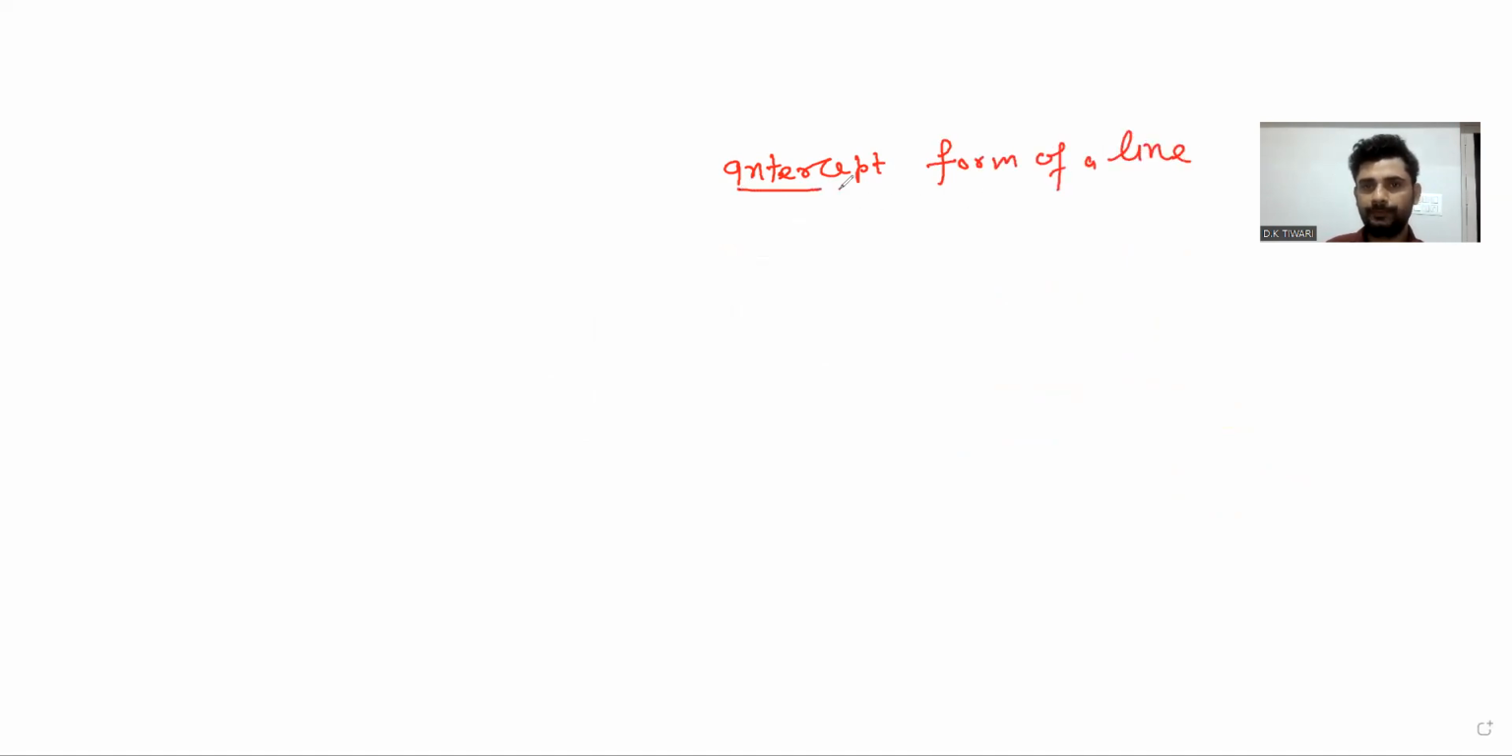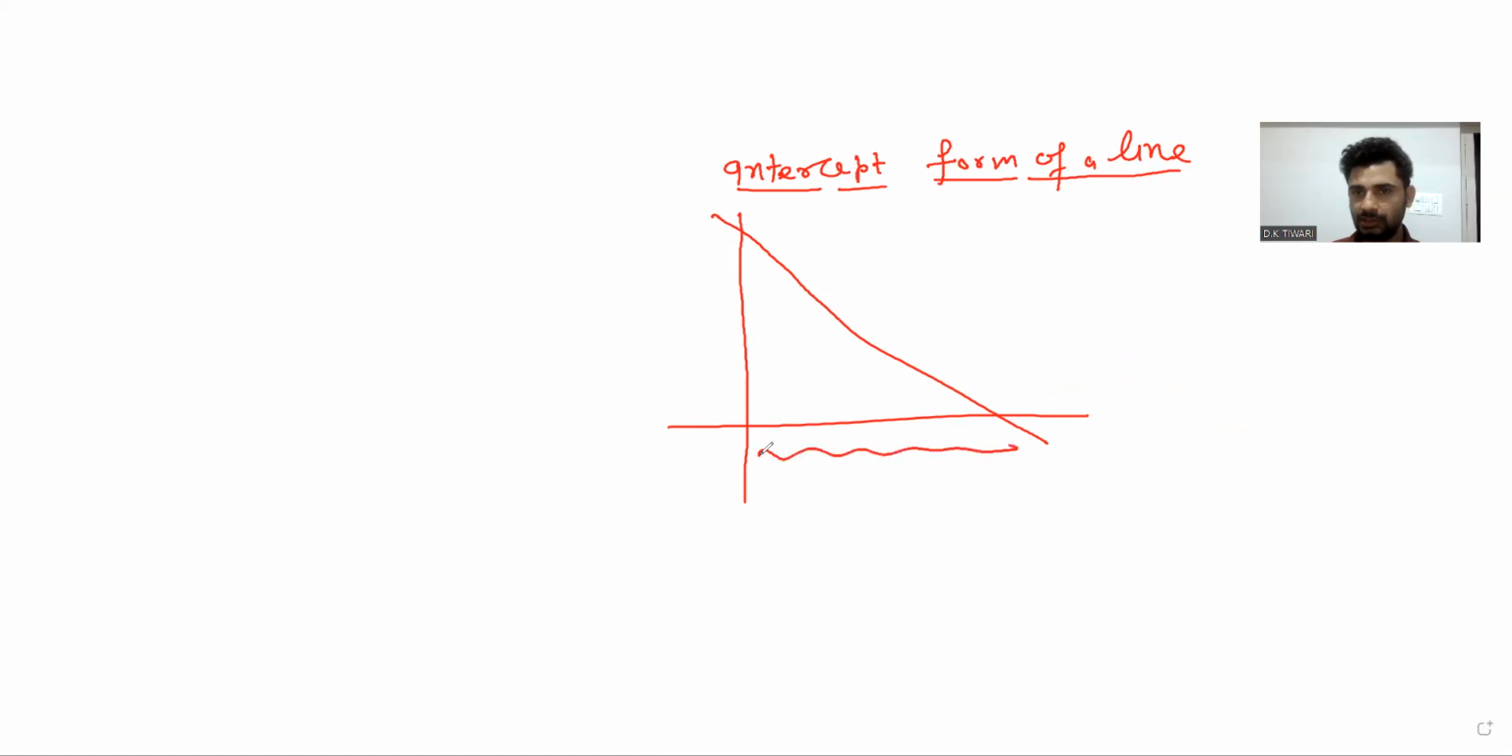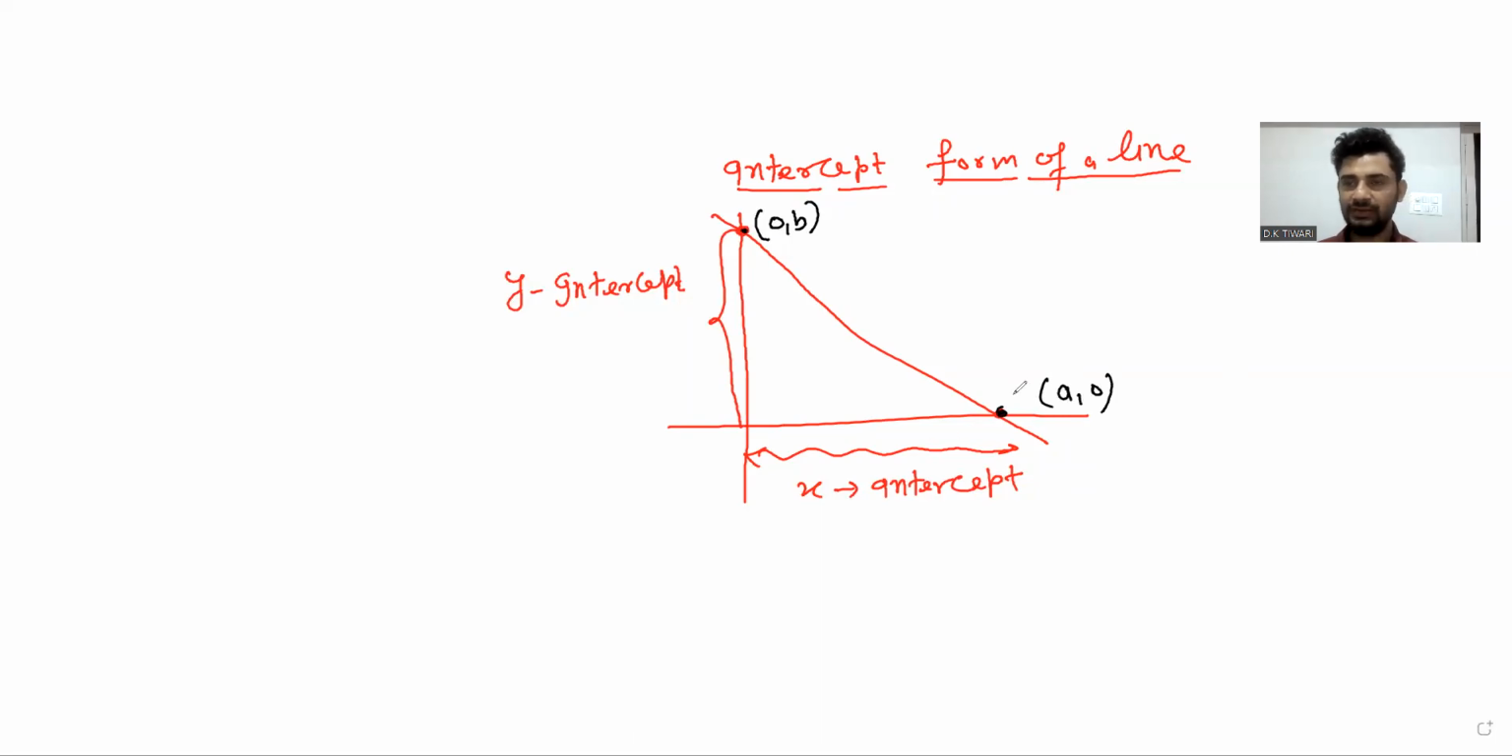Before going to discuss this form, firstly, I will explain about the intercept. What is intercept? Suppose any line, this line, correct? The distance from the origin to where it cuts the x-axis is called the x-intercept. And the same for the y-intercept: the distance from the origin to that point is called the y-intercept. Since at this point on the y-axis, the x value will be 0, let this coordinate be 0 comma b, and let this coordinate be a comma 0, because on the x-axis the y value is 0 and on the y-axis the x value will be 0, correct?